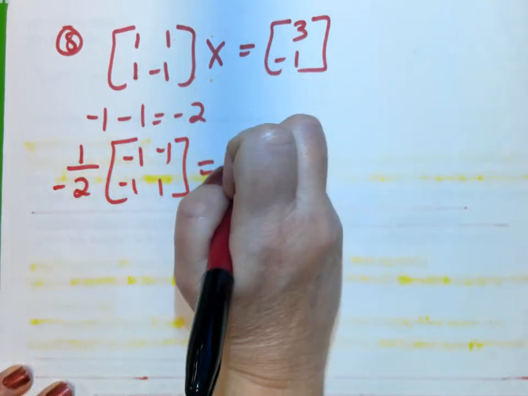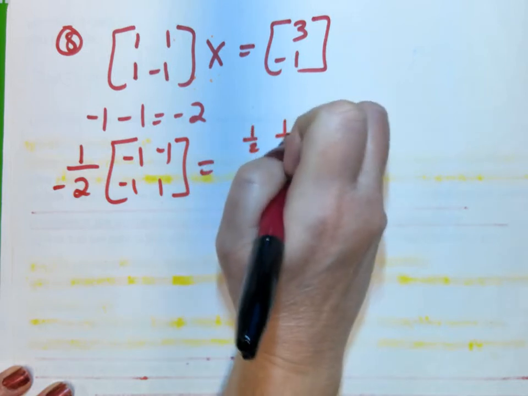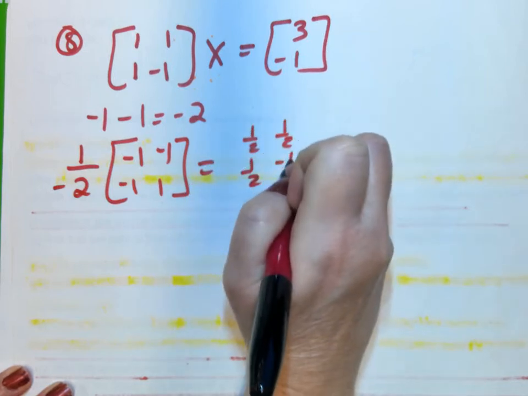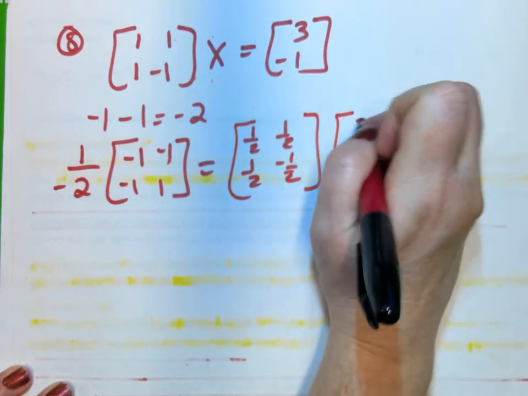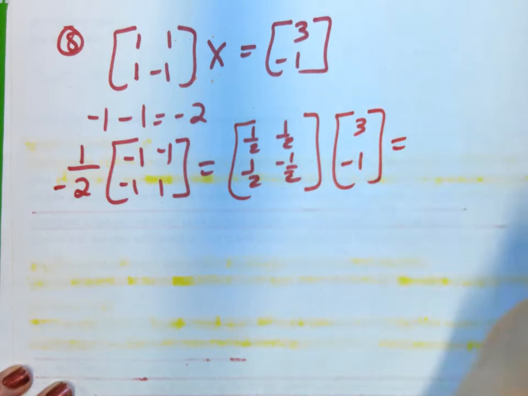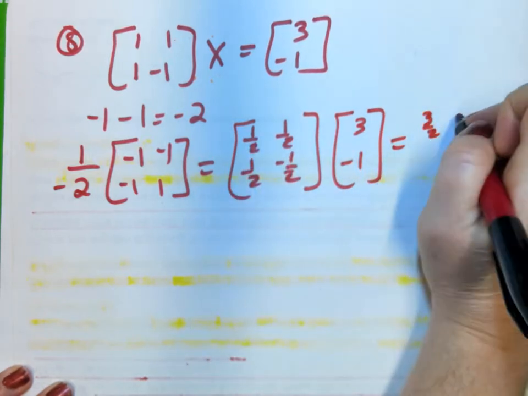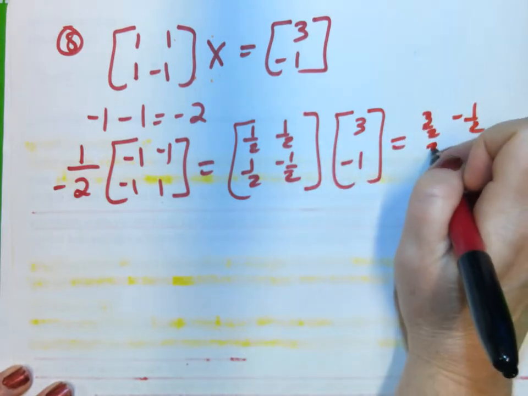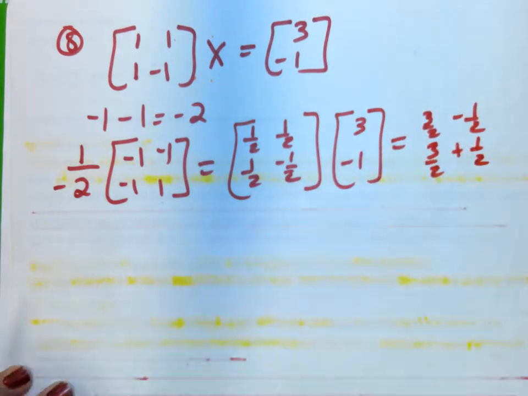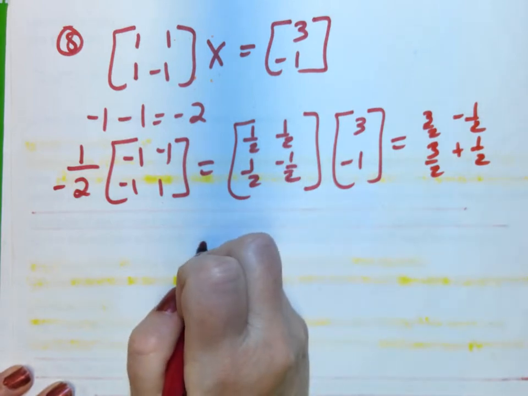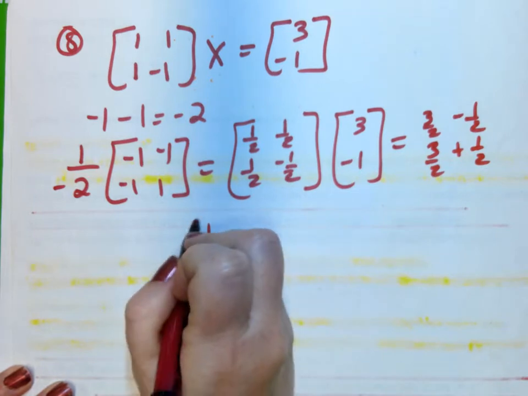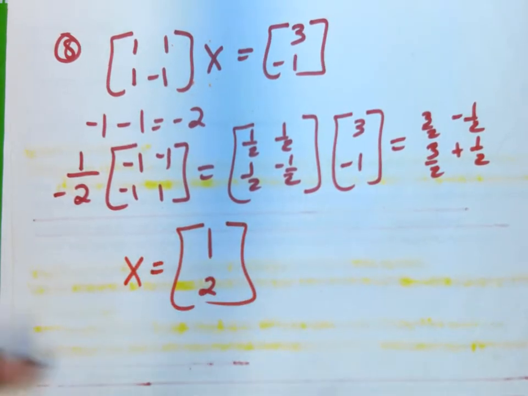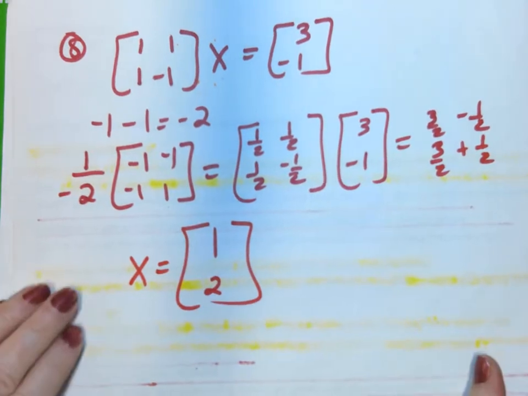Okay, we multiply that out, gives us 1 over 2, 1 over 2, 1 over 2, negative 1 over 2. We multiply that, 3, negative 1, and we get 3 over 2 minus 1 over 2, and we get 3 over 2 plus 1 over 2. Well, 3 over 2 minus 1 over 2 is 2 over 2, or 1. And 3 over 2 plus 1 over 2 is 4 over 2, or 2. So our X has a value of 1, 2. All right, that takes care of page 1. Let's go to page 2.